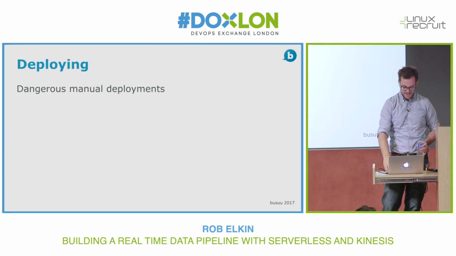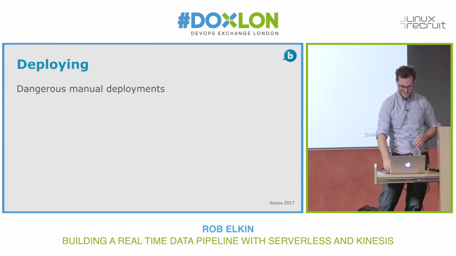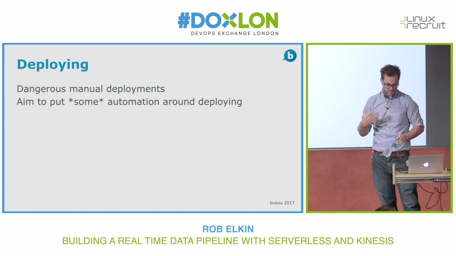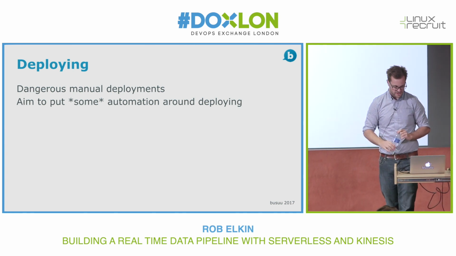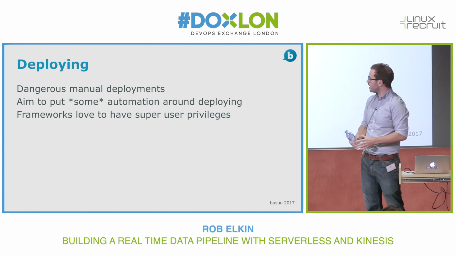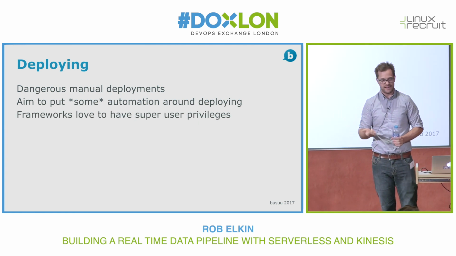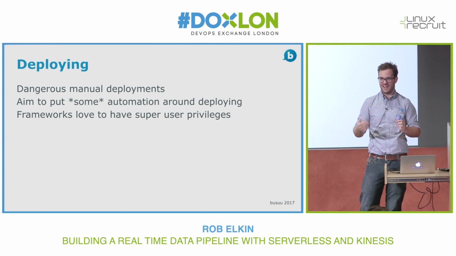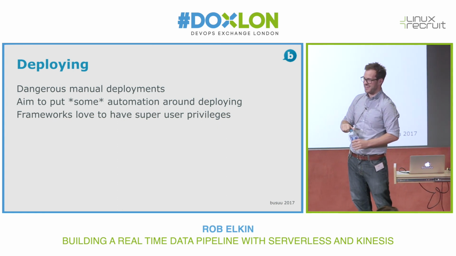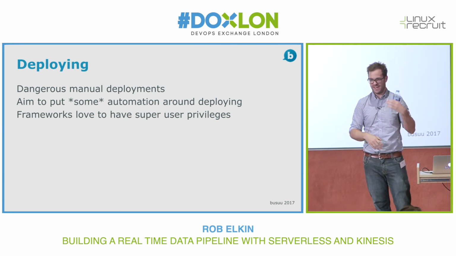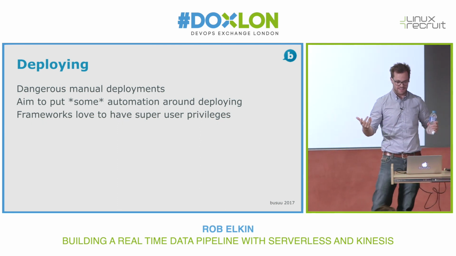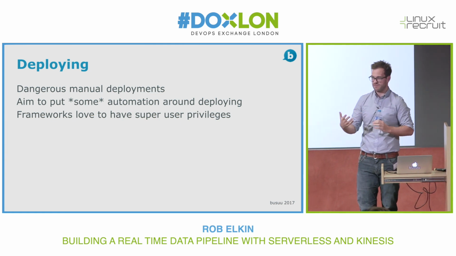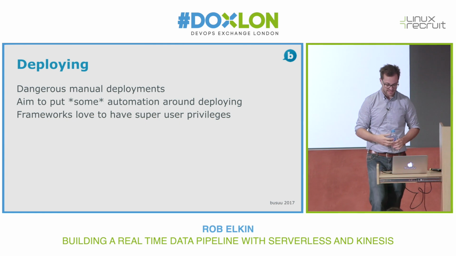So we were doing dangerous manual deployments where we're just zipping things up and just sending it up to Lambda, which wasn't great. Our aim is to put some automation around deployments, but not all automation. Frameworks that we've learned tend to really like having super user privileges. So you can deploy things straight from your command line, and that's great. But you don't want to do that because they have the ability to create IAM roles and basically do whatever the hell they feel like, which we didn't really love. And it doesn't really work once you have more than one person deploying these things anyway.